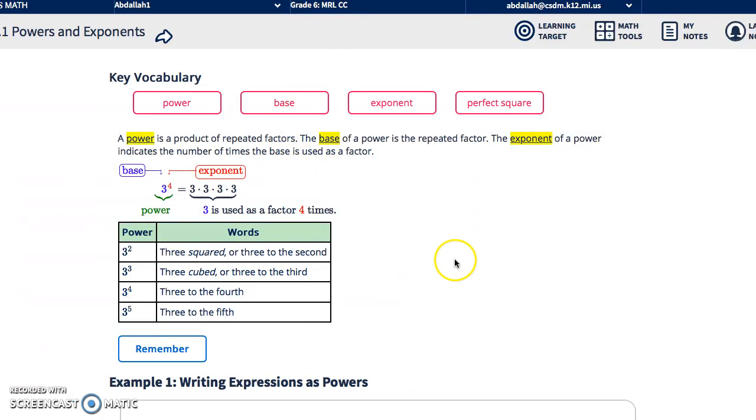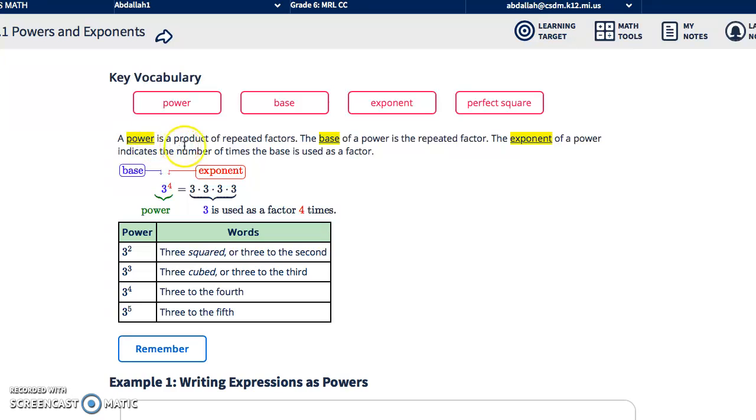All right, so let's look at 1.1. We're always going to focus on our vocabulary. We need to know what power is. We need to know what base is, exponent, and perfect square. You've heard the terms, you just need to know which is which so that when you read the directions of a problem, you understand what they're asking for.